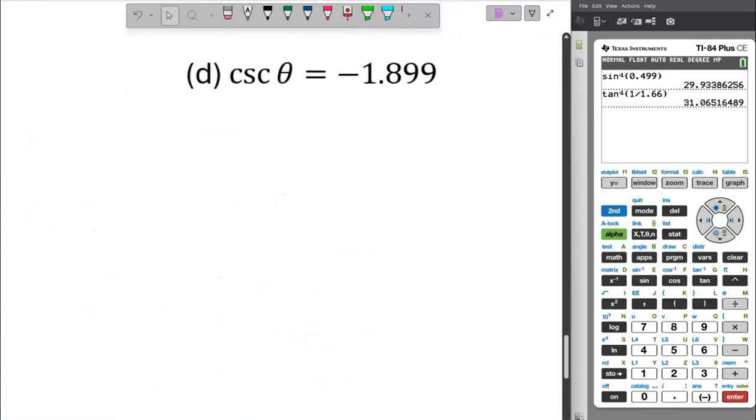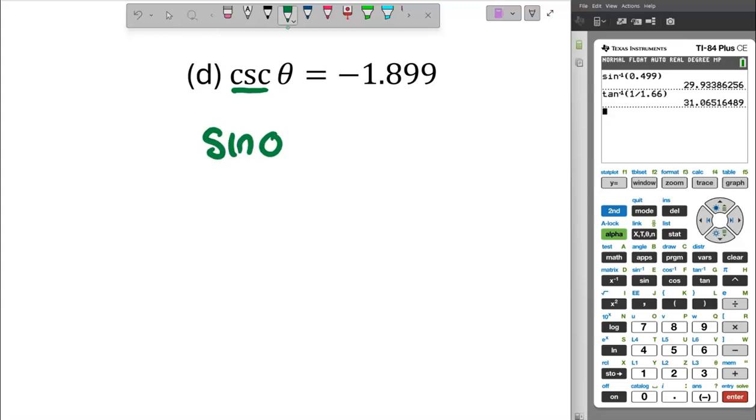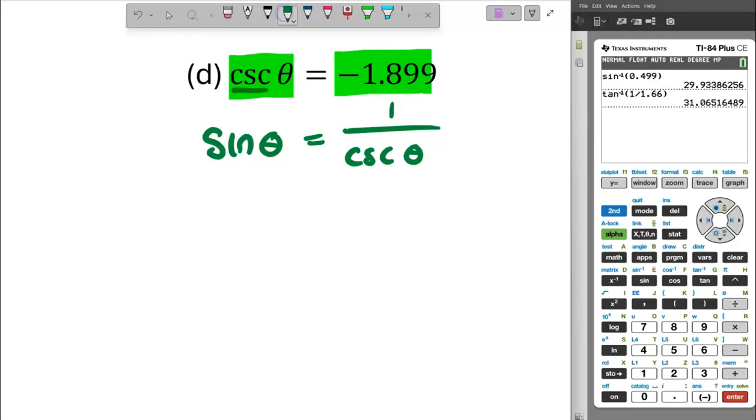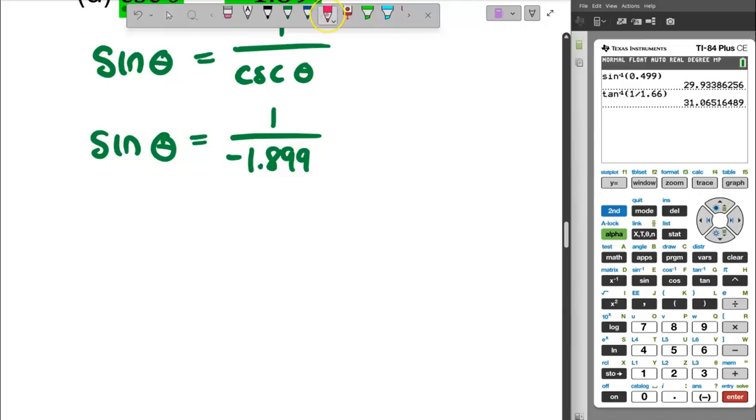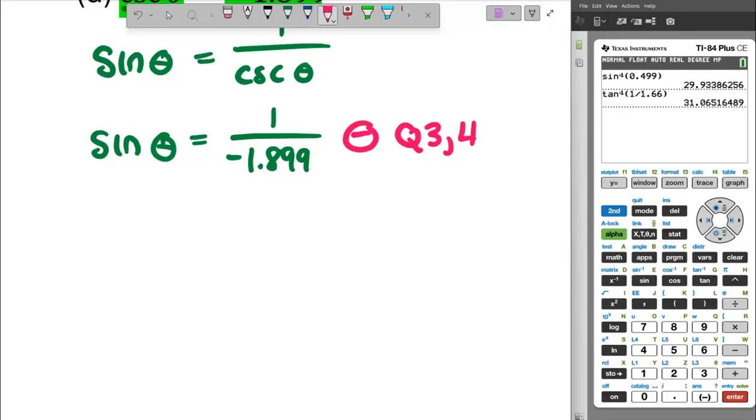Feel free to pause the video if you'd like, but I'm going to go ahead and proceed, recognizing that cosecant is the reciprocal of sine. So I know that the sine of theta is equal to 1 over the cosecant of theta, and just like the last problem, we know what cosecant of theta is. So that's exactly what I'm going to write down here. Sine of theta equals 1 over, and then we're going to fill in that ratio. Now, we're going to proceed by solving this like normal. This is a negative ratio. We know sine is negative in quadrants 3 and 4, so that's what I'm going to figure out when I take my inverse sine. 1 over positive 1.899.